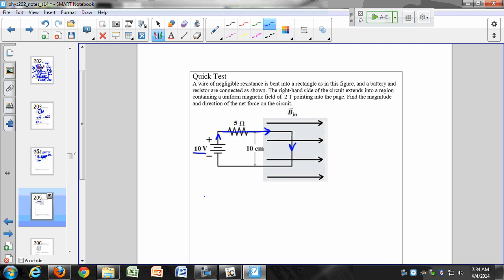Right, from Ohm's law, I is equal to V over R. That is 10 over 5, 10 volts for 5 ohms. So I have 2 amps going through this wire.